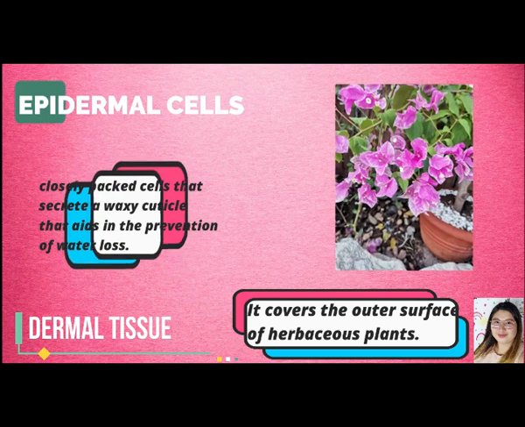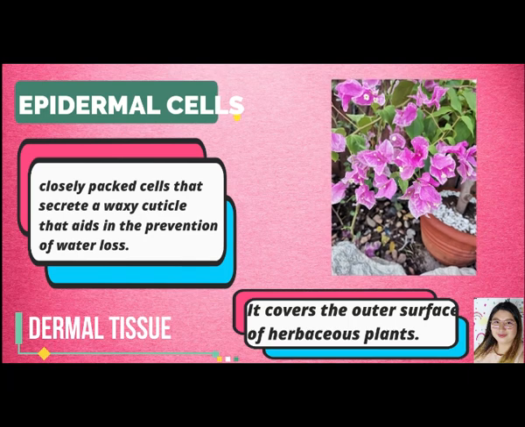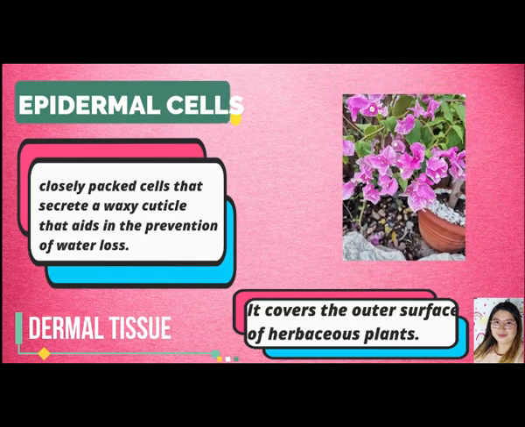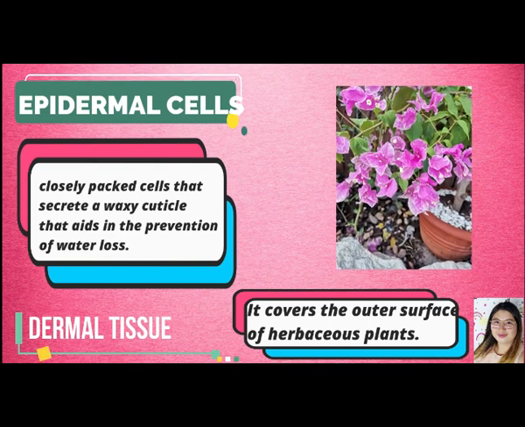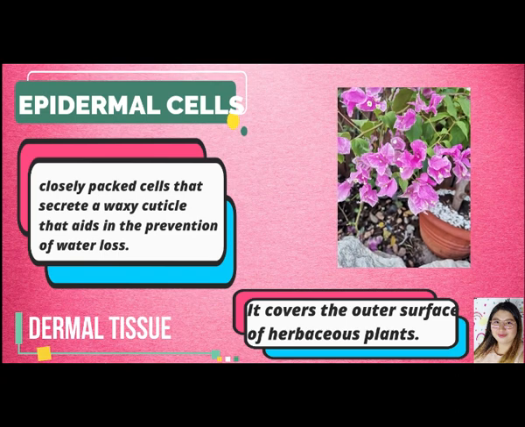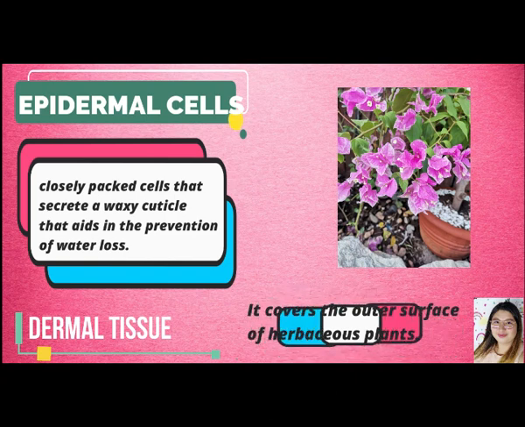Okay? So yung nasa labas niyang herbaceous plant na yan, it is composed of dermal tissue, specifically called your epidermal cells. Parang sa tao lang din, di ba? We have what we call the outer layer of our skin, the epidermis. So sa ating mga halaman naman, they have the epidermal cells or the dermal tissue. Okay? So, yan, dermal tissue natin na yan, they secrete a waxy cuticle that aids in the prevention of water loss.